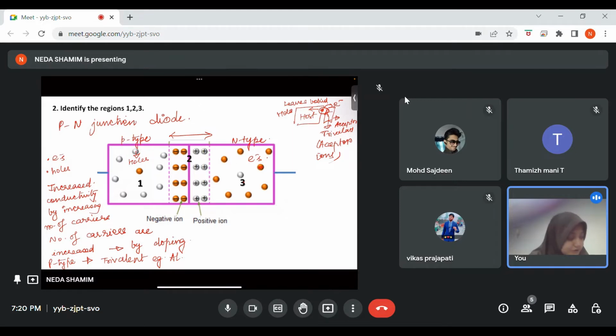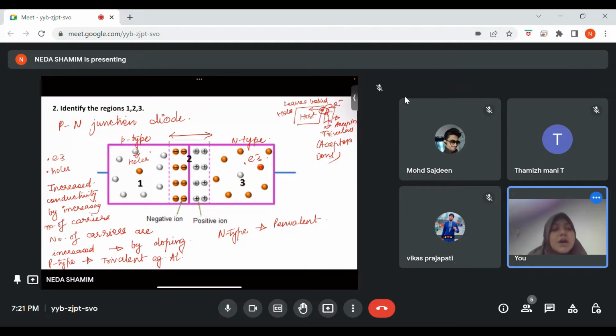And similarly for n-type, you said pentavalent, so it will donate one electron. N-type is pentavalent, it donates one electron to the host material because it has one extra electron. So this is n-type, this is p-type. When you join these two, there is a gradient in the carrier density, excess of holes over here, excess of electrons in this region.